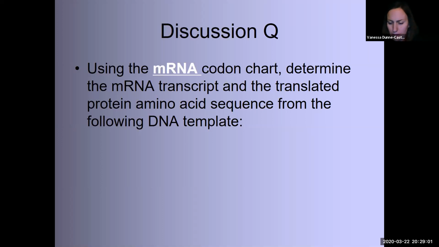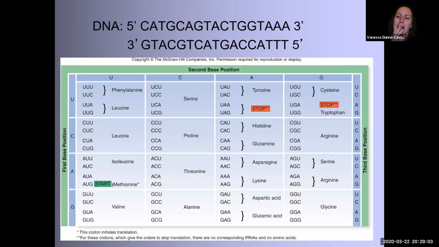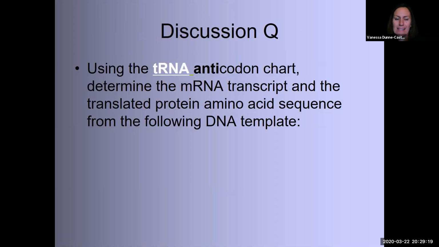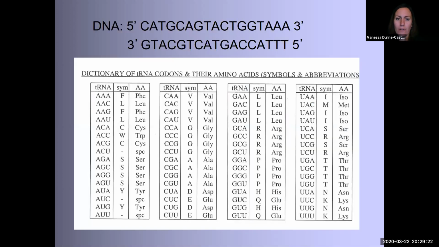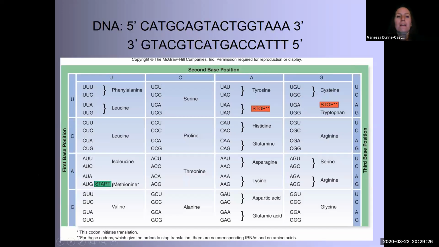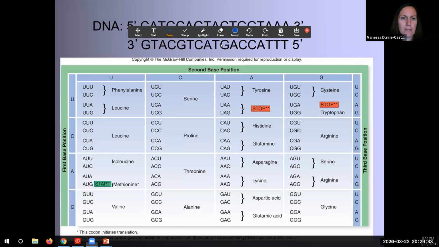Now I'll put this on here, but I want to show you my rule of how you do this process. I've given you a double-stranded DNA molecule, and the question asks you to transcribe and translate this double-stranded DNA molecule to find the polypeptide product using this mRNA codon chart. This next part is asking you to do the exact same thing with a tRNA anticodon chart, and the DNA strand is exactly the same. So before we get into this, let me just show you how I recommend you work through this process. Okay, I'm going to erase this part here.